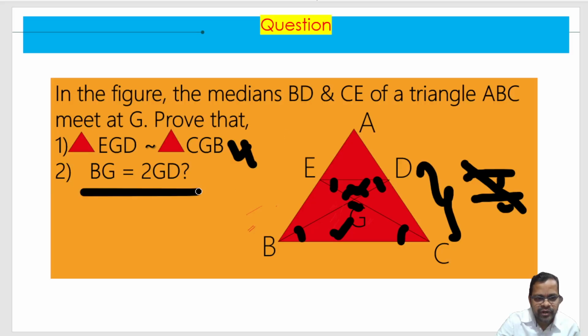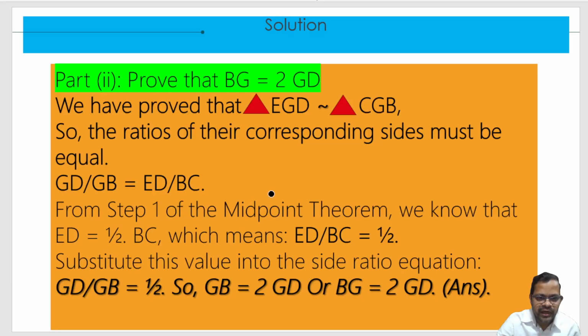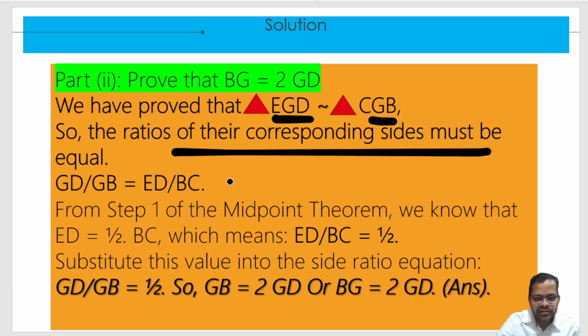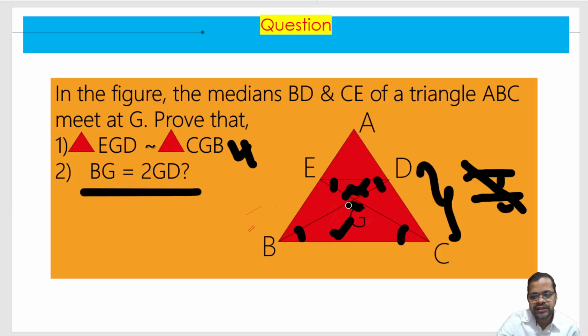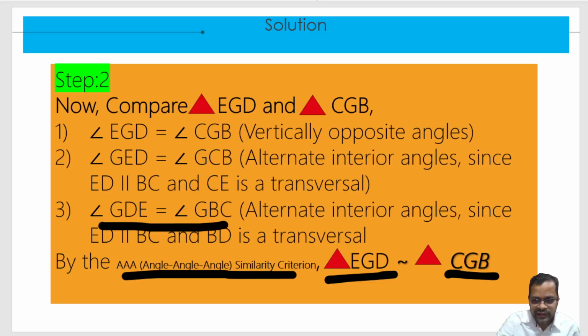Then we have to prove that BG is equal to 2GD. BG, this line segment, is 2GD. It means BG is actually double the size of GD. So how can you do that? Yes, because you have already proved these two triangles are similar. Two triangles are similar means the ratio of the corresponding sides must be equal also. Yes, we have already studied it. GD by GB is equal to GE by GC. Yes or not? Correct. You got it right.